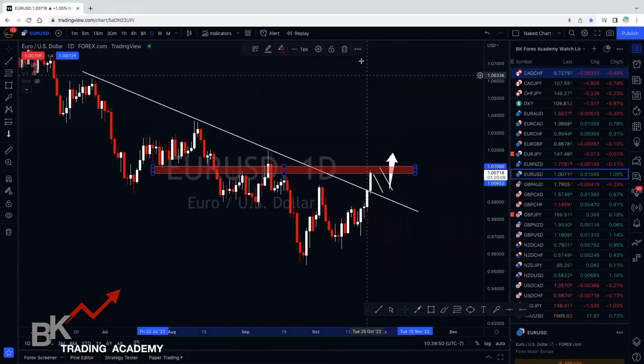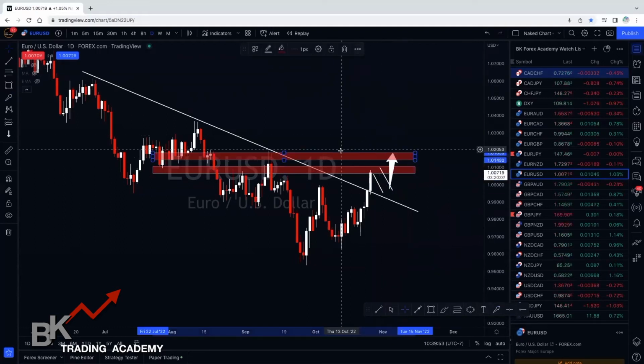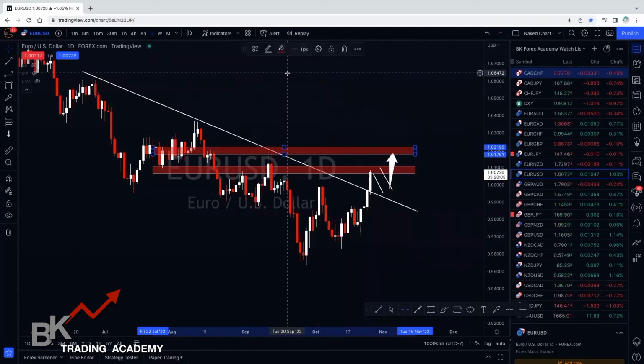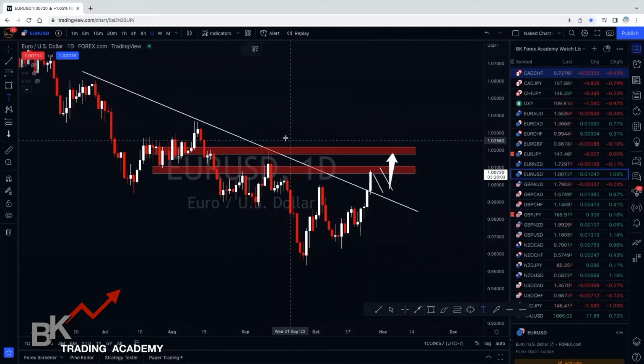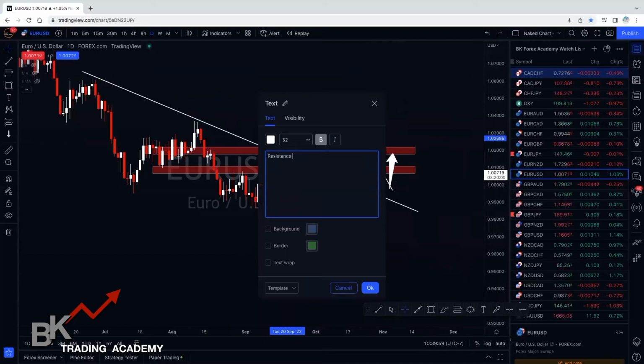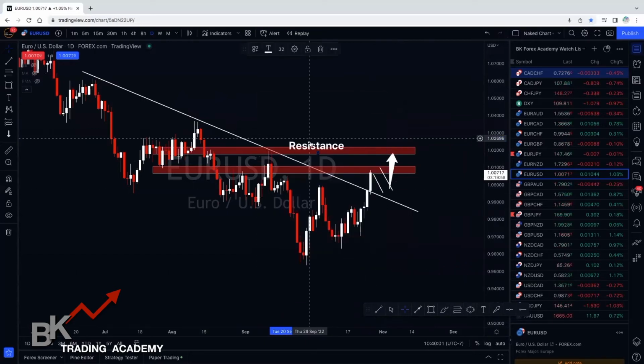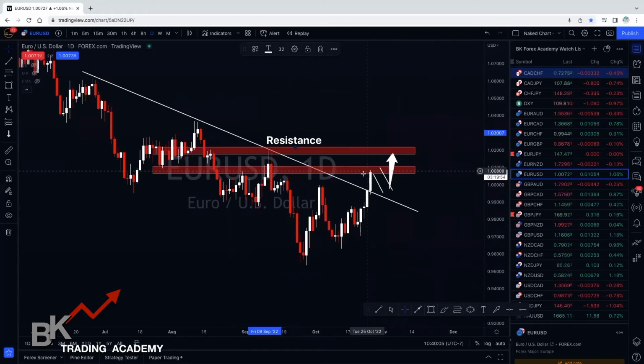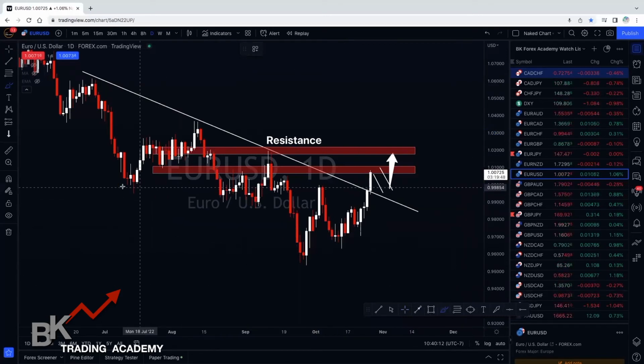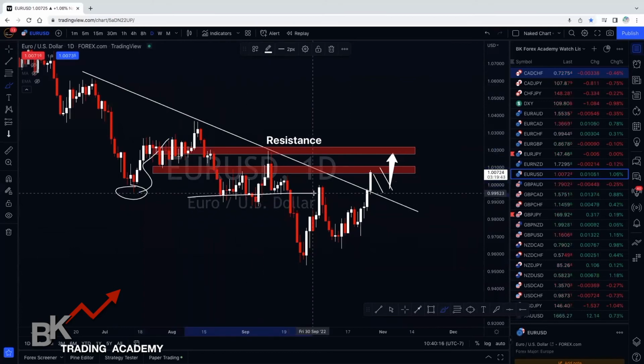So for example, I'm going to clone this area here, and now you can see this will be our resistance. So we're just going to go ahead and map that out. This is our resistance. And now this resistance will eventually become support, but this previous resistance here will become future support, just like it did previously in the past. And look how much the market moved up. And now we want to see that same thing happen.